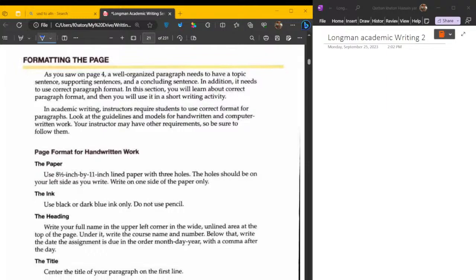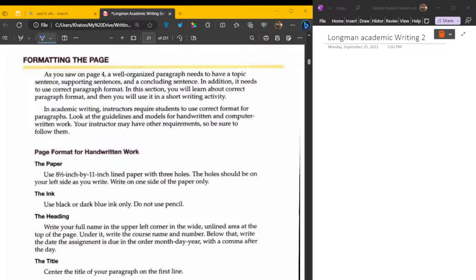As you saw on page 4 as well, a well-organized paragraph needs to have a topic sentence, supporting sentences, and concluding sentences. In addition, it needs to use correct paragraph format. In this section, you will learn about correct paragraph format, and then you will use it in a short writing activity. In academic writing, instructors require students to use correct format for paragraphs. Look at the guidelines and models for handwritten and computer written work.